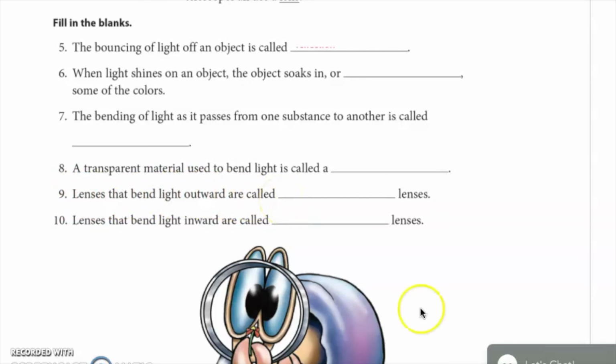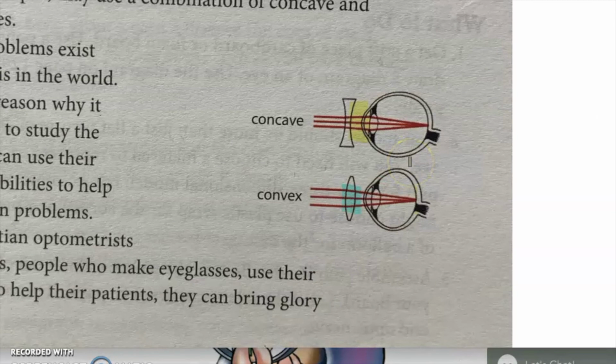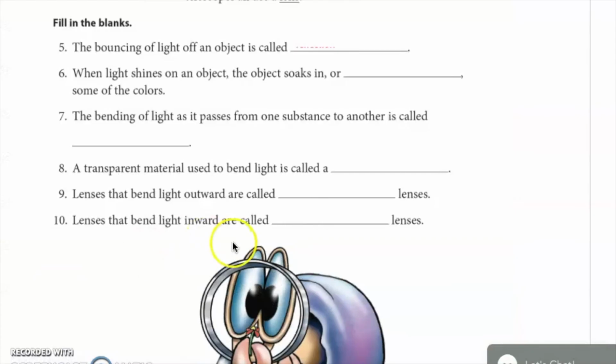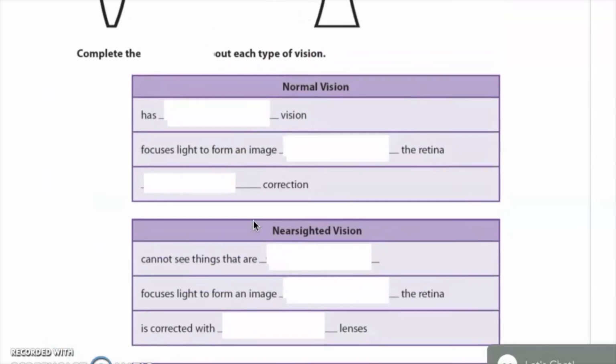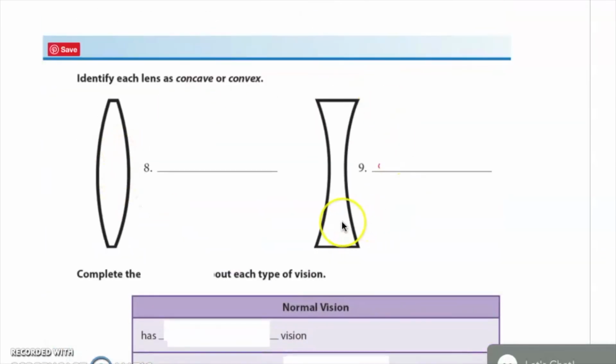So this is what we learned today. So when you look at here, which one is bending outward? Is it concave lens or is it convex lens? And the next question is asking the opposite. Which one is bending inward? Okay, and when we look at the second page, I want you to identify the lens by looking at their shape. So which one is concave and which one is convex? Which one is bending outward and which one is bending inward? Okay.